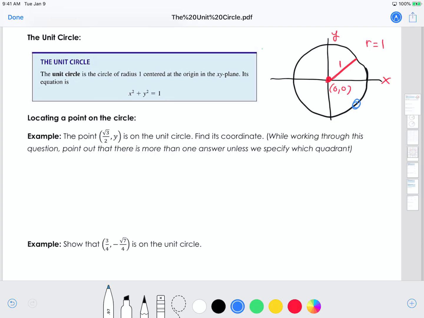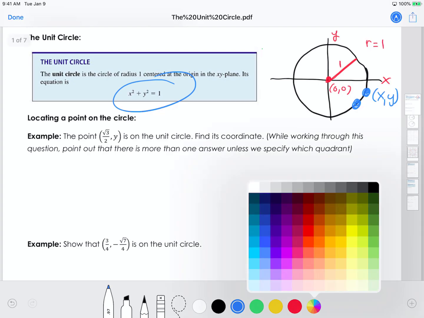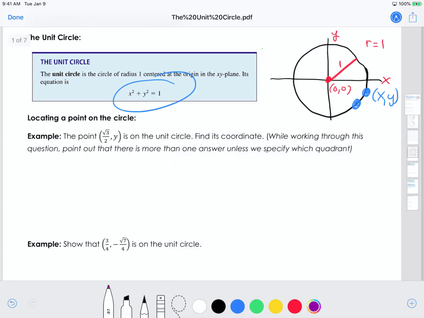If I pick any point that lies on the circle, let's call it the point (x, y). If I plug that point, x and y, into this equation, x squared plus y squared is equal to 1, you'll get a true statement. If you choose a point that is not on the circle, for example, this point here or this point here, those will not satisfy the equation x squared plus y squared is equal to 1. In other words, if I plug in the ordered pair of any point that is not on the circle, it will not give me a true statement.